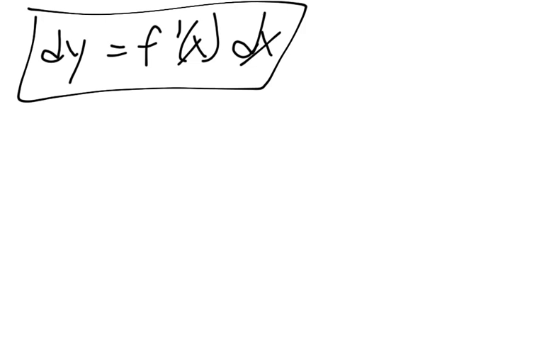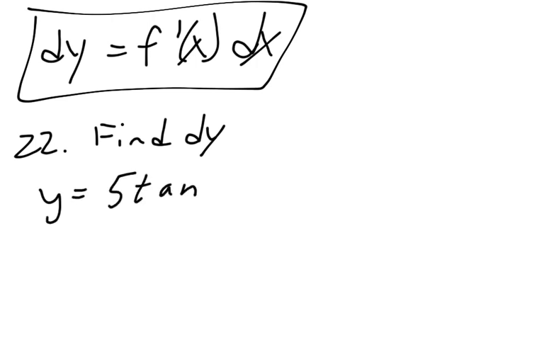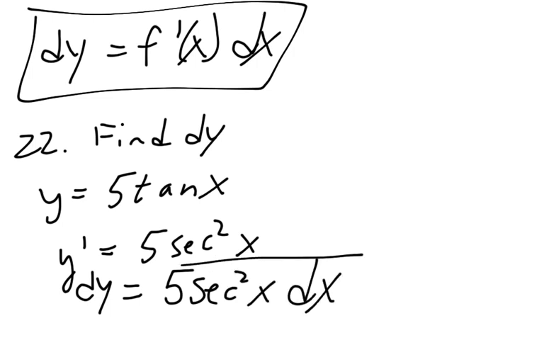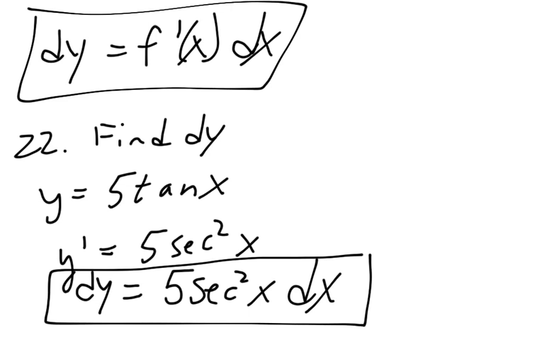Let's take a look at number 22. It says find dy, and they give you y equals 5 times the tangent of x. So y prime would be equal to 5 times secant squared of x, and so then the f prime of x dx means dy equals 5 secant squared of x, and we put the dx at the end, and that's the answer. So even though these problems sound kind of funky, they're really easy to do.